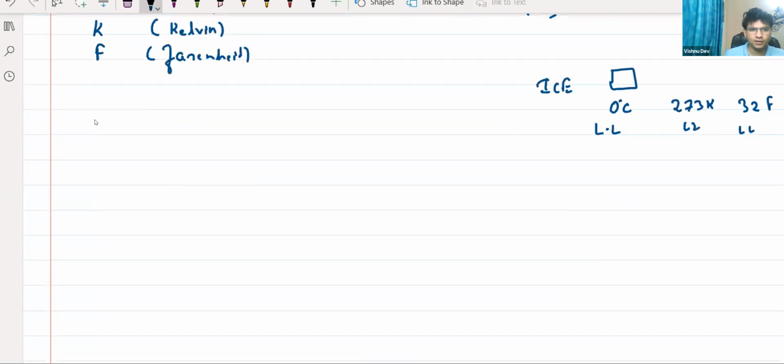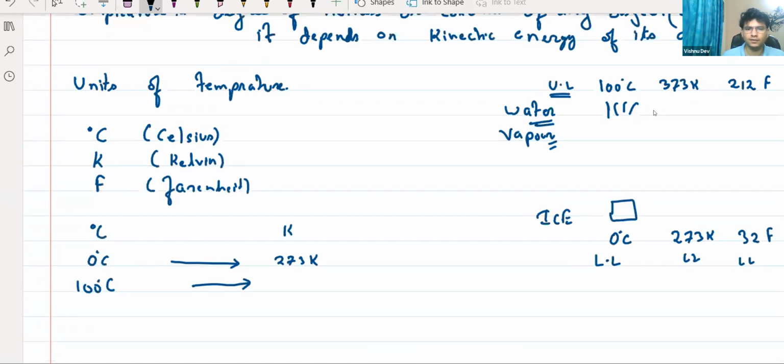0 degrees centigrade is equal to how many Kelvin? Like this is degree centigrade, this is Kelvin. Tell me. 273 Kelvin? Yes, sir. Lower limit. Okay. And 100 degrees centigrade is equal to how many Kelvin? 373. Right?